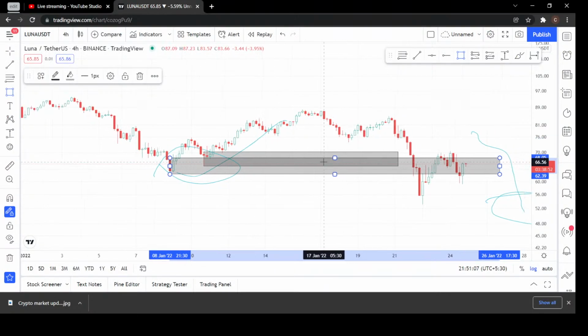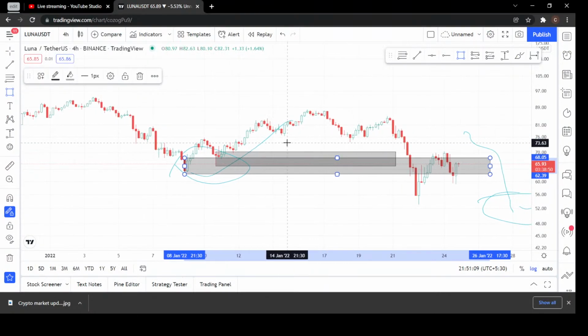So this is what I will say. Order block you can identify in this way. It will take you a very long time to understand the concept of order block. I'm still practicing it on 3 minutes, on 5 minutes.